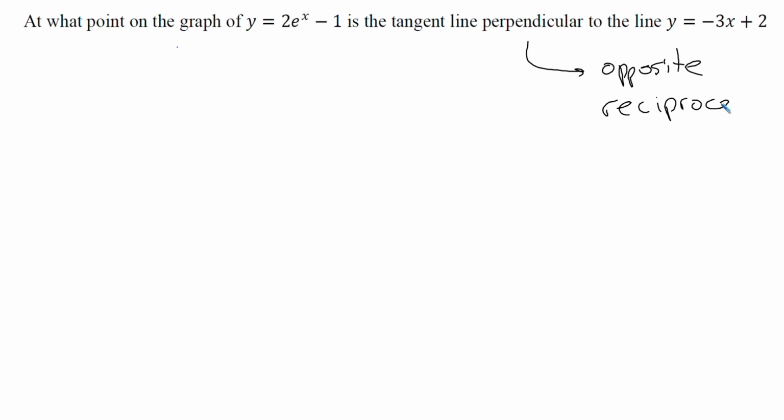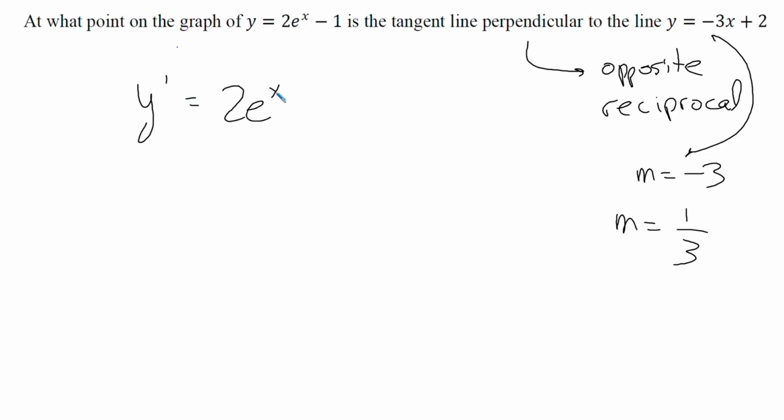So if our slope originally is negative 3, then the slope that we're going to be looking for is a slope of positive 1/3. So we want a tangent line with a slope of 1/3 for 2e to the x minus 1. The first thing we need to do is take our derivative, y prime, which is just going to be 2e to the x. And from there, all we have to do is set that equal to the slope that we want, which is 1/3. So we'll solve this for x.